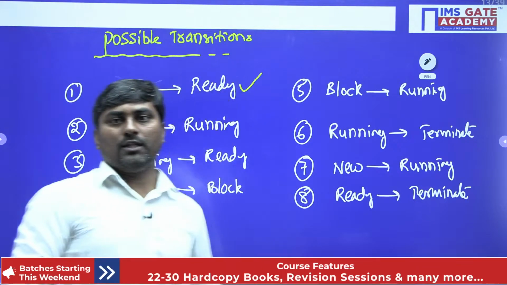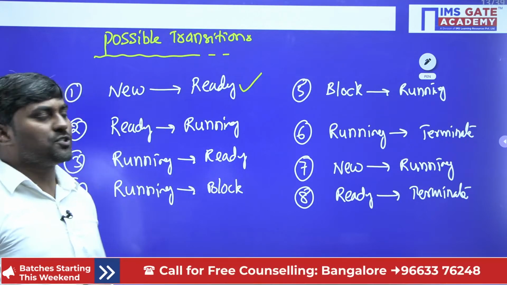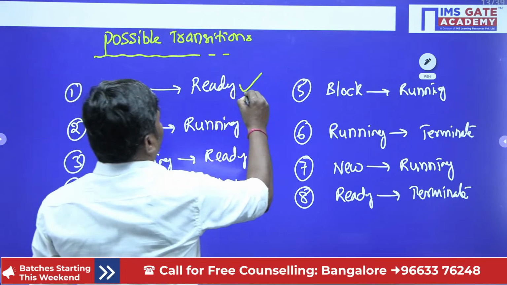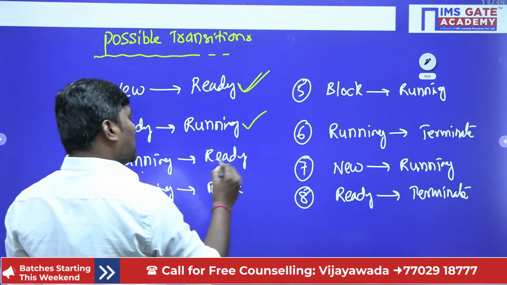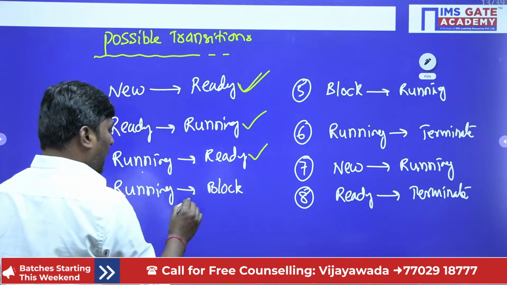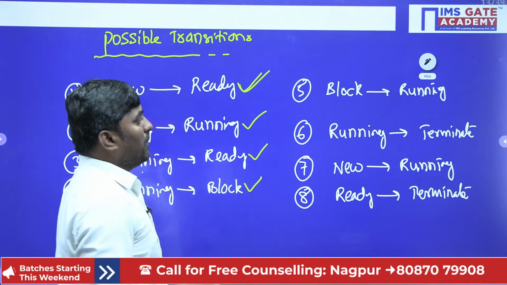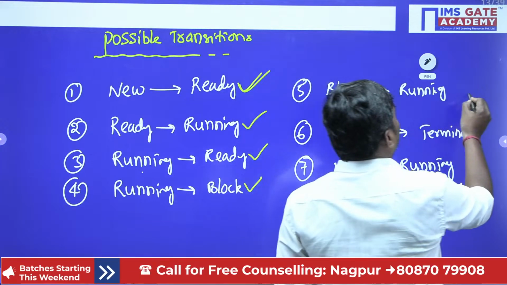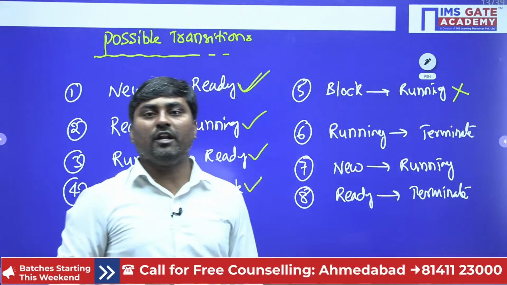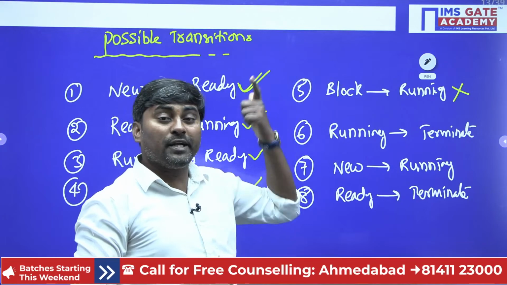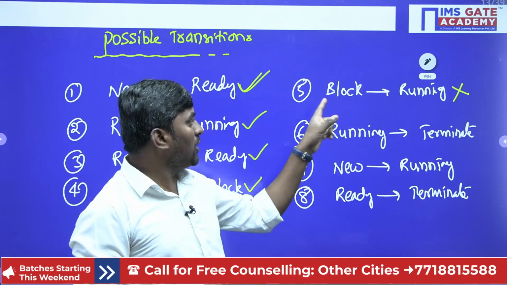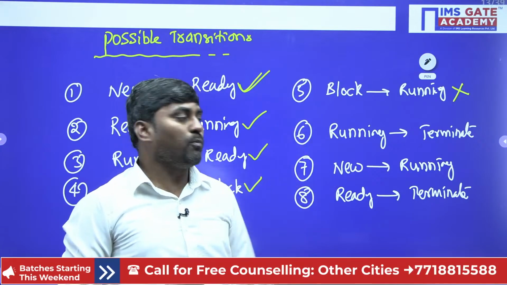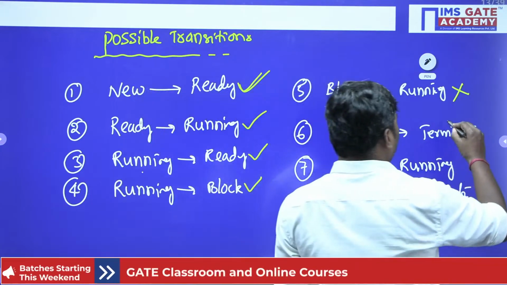So tell me now, what are the possible transitions here? New to ready, possible. Ready to running, yes, the dispatcher or scheduler will do it. Running to ready, yes, the preemption case is possible. Running to block, whenever I/O is required. Block to running, not possible. Under a multi-programming environment, please observe, I am taking the scenario of a multi-programming operating system, so block to running is not possible. Only running to ready is possible. Running to termination, yes.